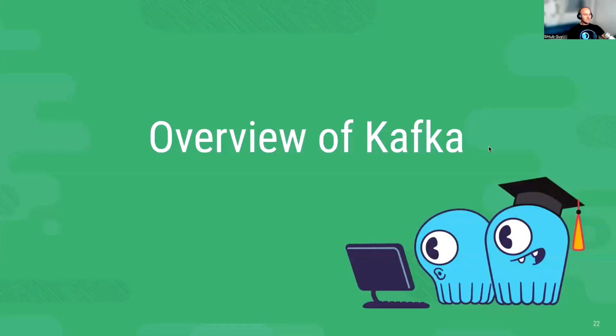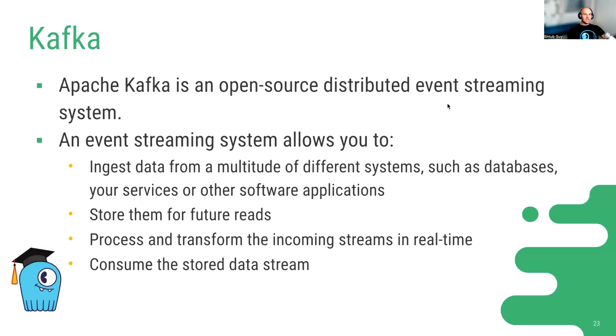Let's talk a bit about Apache Kafka. So Apache Kafka is an open source solution. It's a distributed event streaming system, and it's very widely used. It's used by many companies. It allows users to basically ingest data from different systems, like databases or other microservices. It can store that data or perform some processing on that data. And it can also allow other systems to consume that data. Okay, so it basically provides streams in real time.